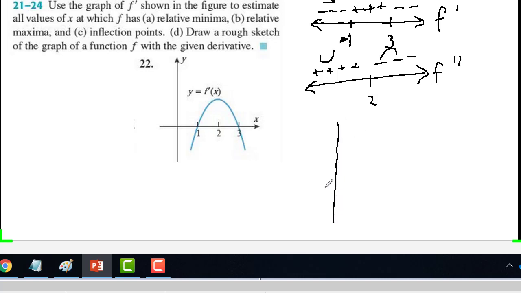So a rough sketch of this original function, right? We don't know what the output is at 1, so we'll just come up here and we'll put a point there. To the left of 1, the graph is coming down and it is concave up. So we can draw something like that. Coming down, concave up. Once we get past 1, the graph starts to go up, but it's still concave up. At 2, we have an inflection point, and then from 2 to 3, we are still increasing, but now we're concave down. And then once we get past 3, we're decreasing and concave down. And so my graph looks something like that.